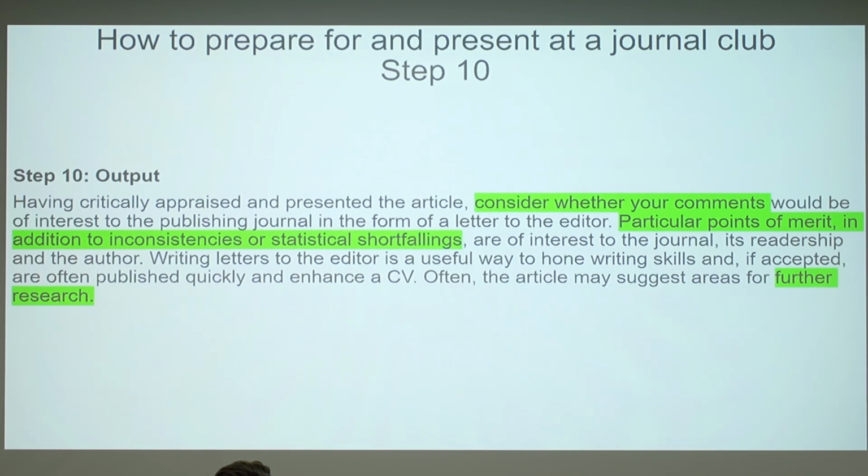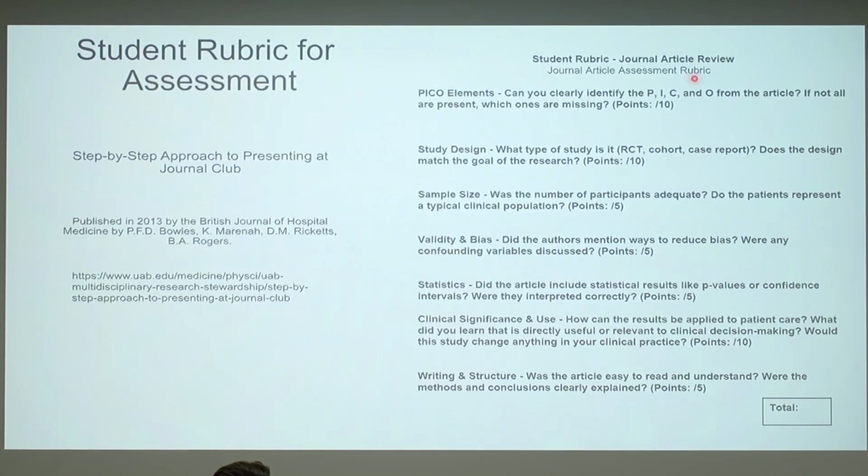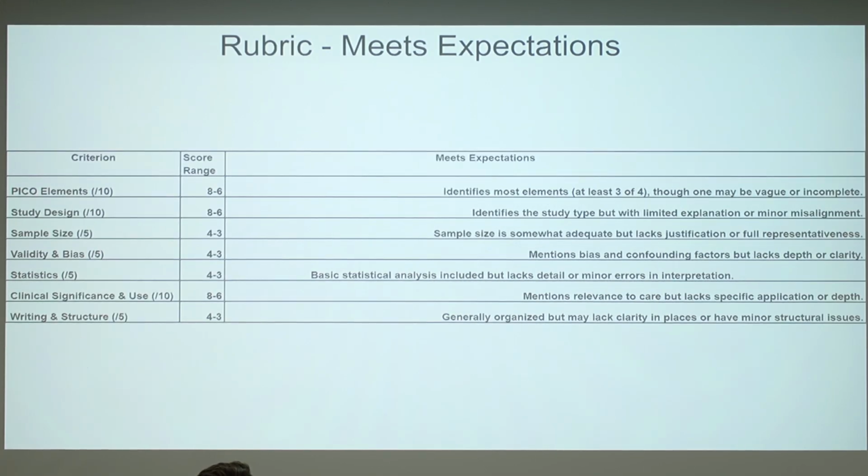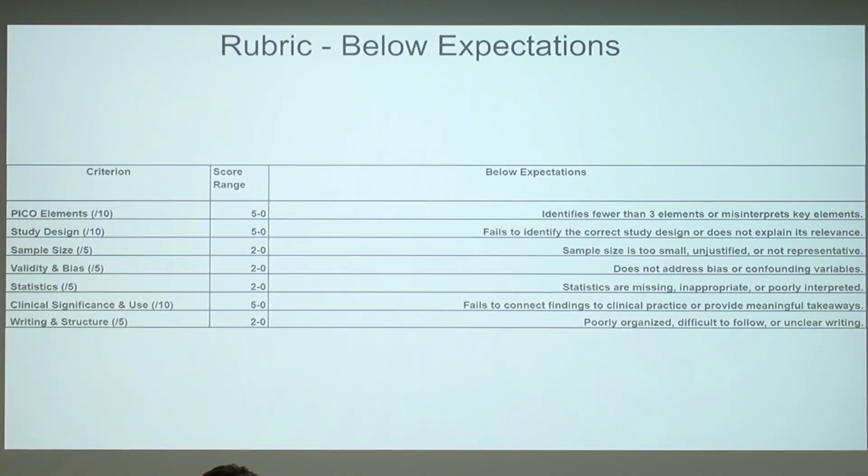But in terms of the rubric, here are the questions that you will be answering in the assessment. And there are numerical values associated with each criterion. And you will grade the article based on, does it exceed expectations? Does it meet expectations? Is it below expectations? And of course, how well you assess the article is how you will be graded. Any questions about that?